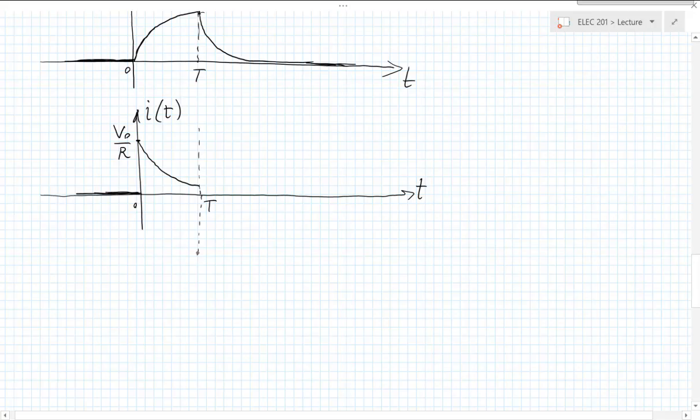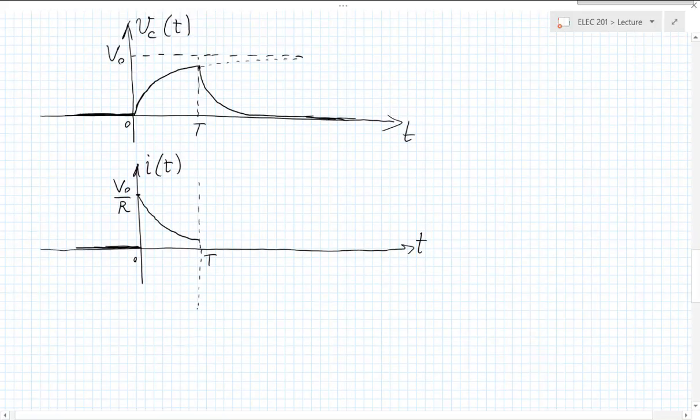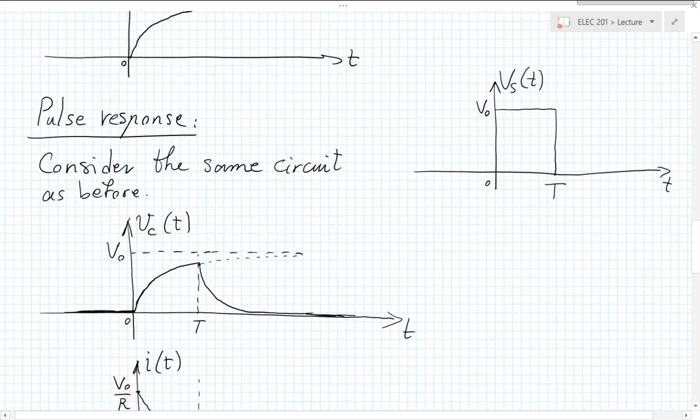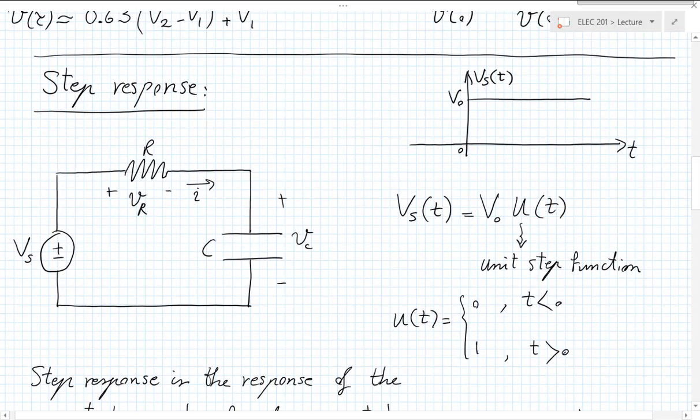How do things change at capital T? The current becomes negative, as we just argued, by the slope of Vc of t. Now, what is the value of the current going to be at that point? Let's see what I need to be able to answer that question.